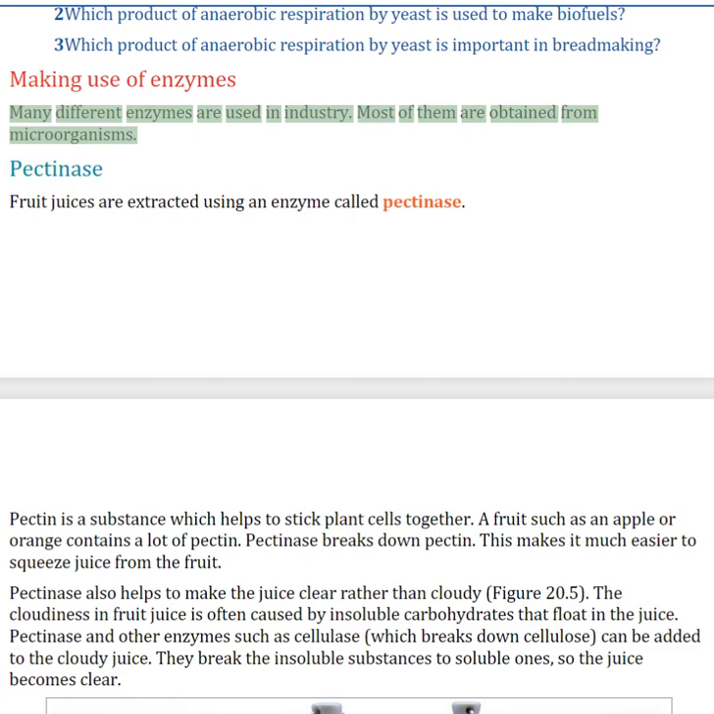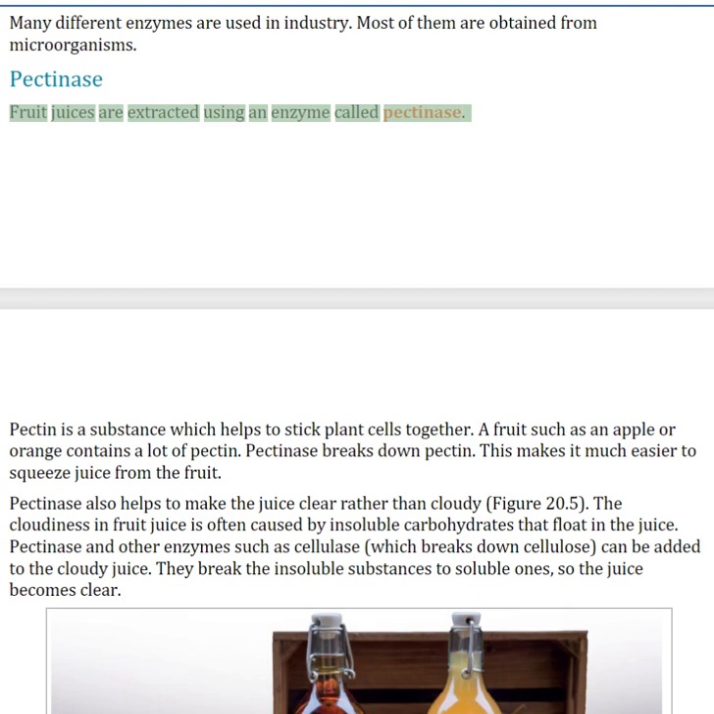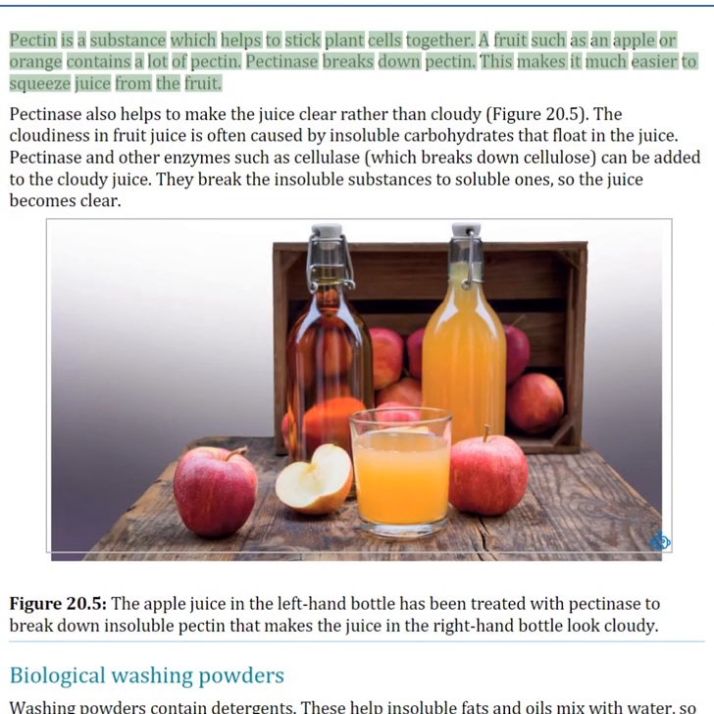Most of them are obtained from microorganisms. Pectinase. Fruit juices are extracted using an enzyme called pectinase. Pectin is a substance which helps to stick plant cells together. A fruit such as an apple or orange contains a lot of pectin. Pectinase breaks down pectin. This makes it much easier to squeeze juice from the fruit.